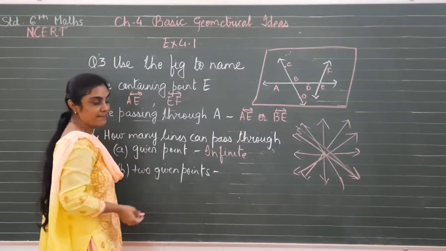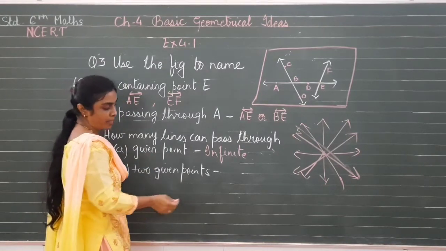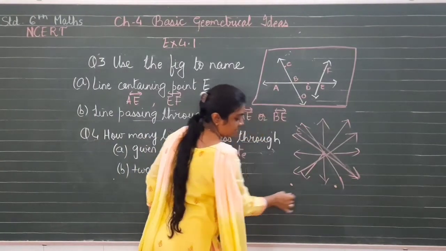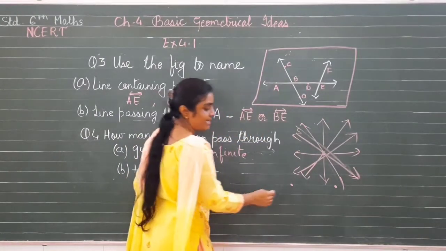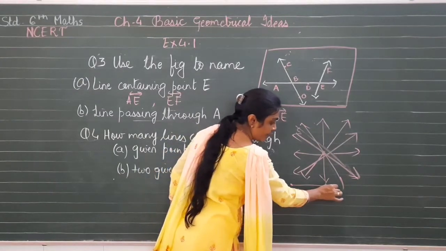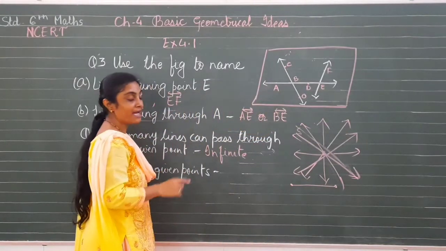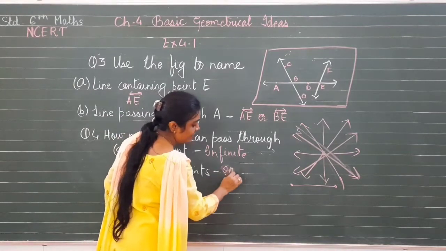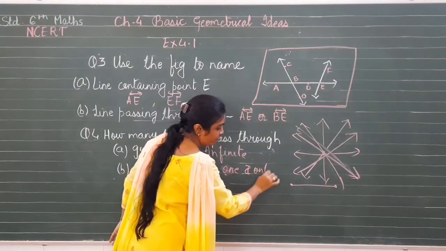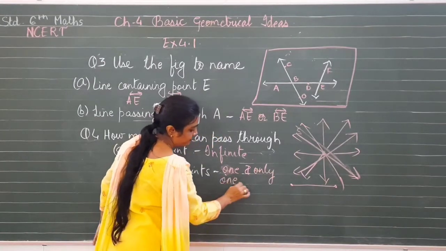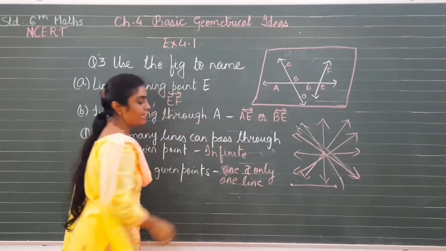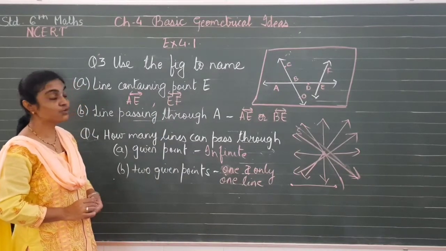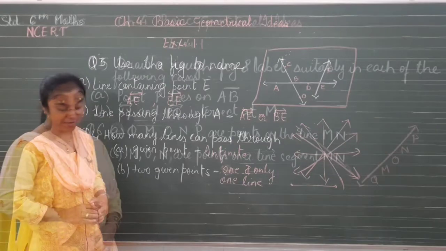Now how many lines can pass through 2 given points? Now 2 given points, this is one point and this is the second point. How many lines can we pass? One and only one line we can pass through the 2 given points. So the answer is one and only one. We will move to the next question, that is question number 5.